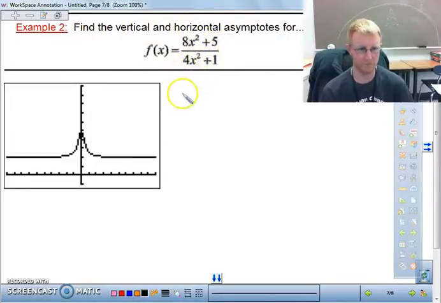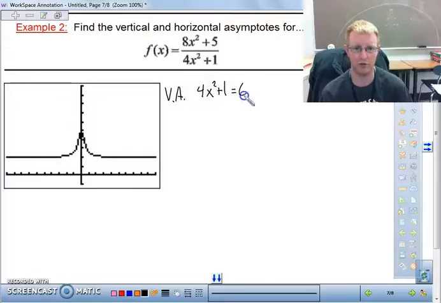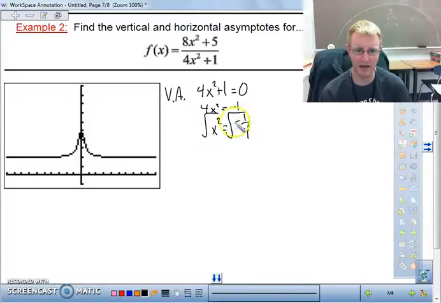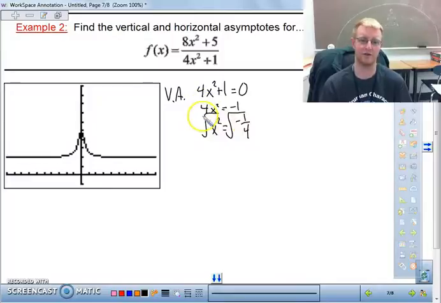So in this case, we've got to look for vertical asymptotes. That's where the bottom is equal to 0. So we have 4x squared plus 1 equals 0. So I go 4x squared equals negative 1. x squared equals negative 1/4. And then when we try to take the square root of both sides, we get a negative. We can't take the square root of a negative number. So because we can't take the square root of a negative number, that will never equal 0.